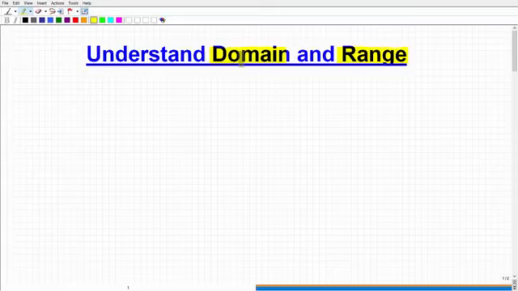Okay, domain and range. If you're not quite sure what these words mean and you're studying the topic of functions, then the purpose of this video is to get you to understand the domain and range a little bit better. They're not too difficult to understand in their general sense, but these words, domain and range, are really important in your study of something called functions.